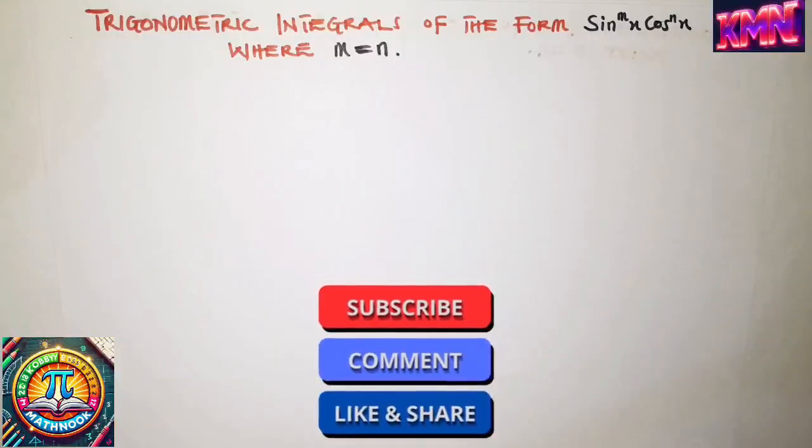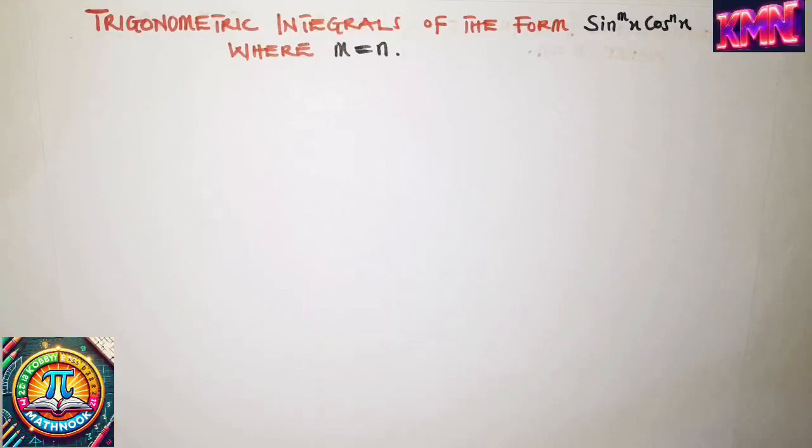We are still on integration of trigonometric functions. Today we are looking at trigonometric integrals of the form sine power m x multiplied by cosine power n x. Let's look at the first example.